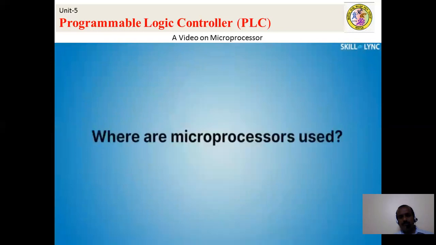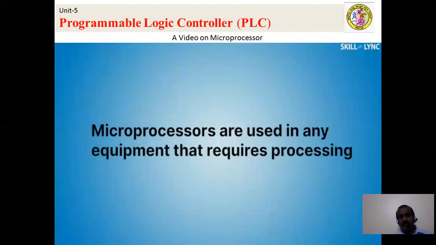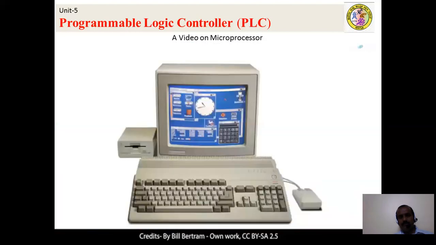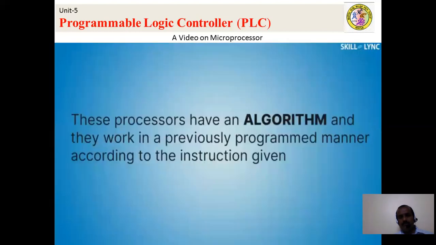Then what are the other areas in which microprocessors are used? Microprocessors are used in any equipment that requires some sort of processing to be done. From the traffic light to remotes to our computers, all have microprocessors in them. These processors have an algorithm and they work in a previously programmed manner according to the instructions given.